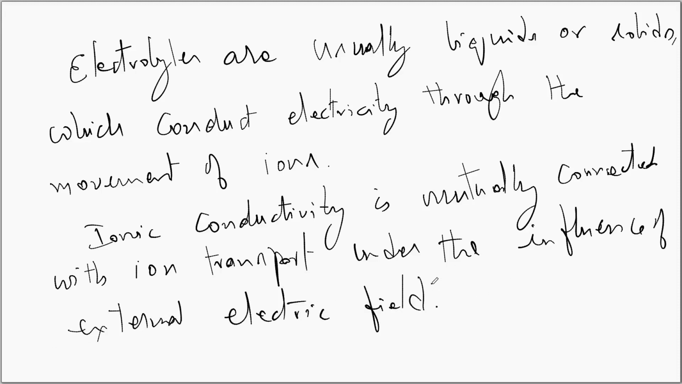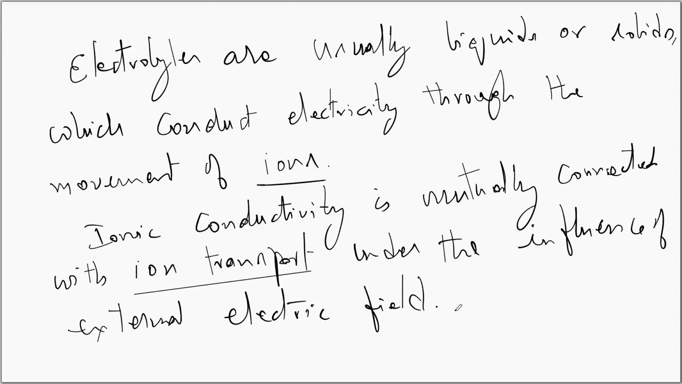So here there are two components to this. The first part is that electrolytes are usually liquids or solids which conduct electricity through the movement of ions. Whenever we have the movement of ions, we have ionic conductivity. Ionic conductivity is mutually connected with ion transport. Ion transport is the mechanism that explains the ionic conductivity in solids and liquids, and it takes place under the influence of an external electric field.